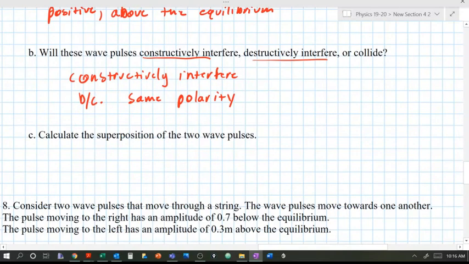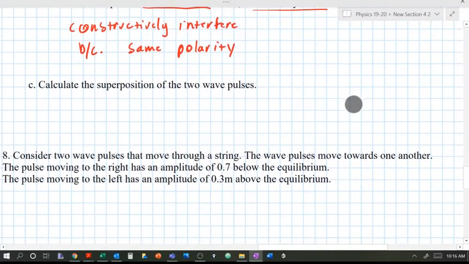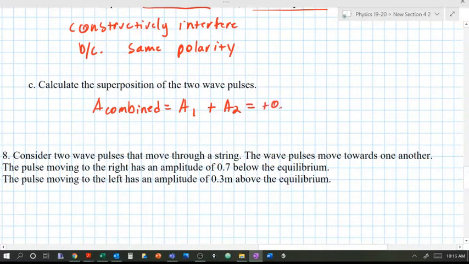And now it wants us to calculate the superposition of the two wave pulses. So the superposition is the combined amplitude. A stands for amplitude. So the combined amplitudes, we just add the amplitudes together. And it was positive 0.5 plus positive 0.3. So the superposition, when these two waves interfere, will be 0.8 meters.